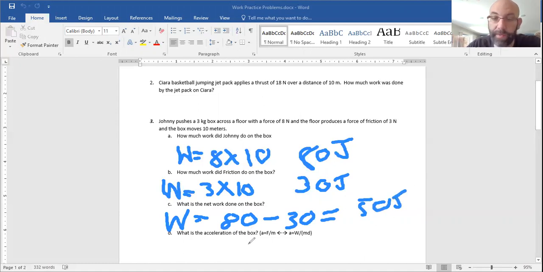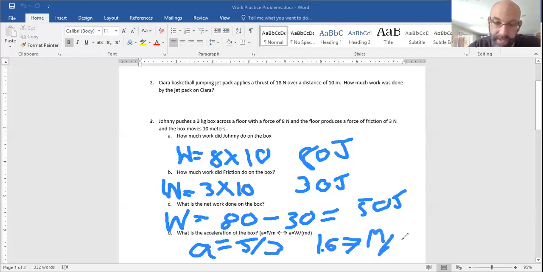Okay, and then find the acceleration. We can use either one of these formulas. It's actually a lot easier to use the one on the right. We can just use Newton's second law. So to find the acceleration, it's F, well, we want to know the net force. Well, the net force would be 8 minus 3, which is 5, over the mass 3, which gives 1.67 meters per second squared.